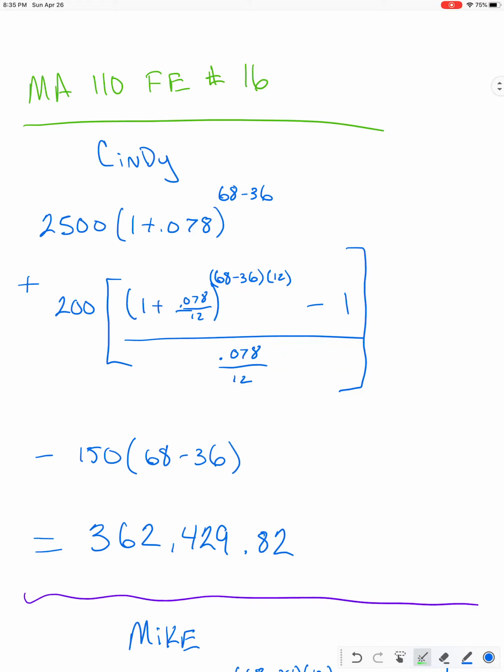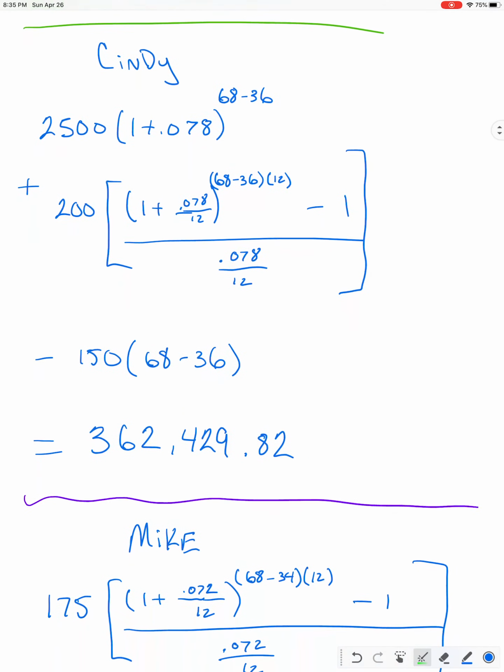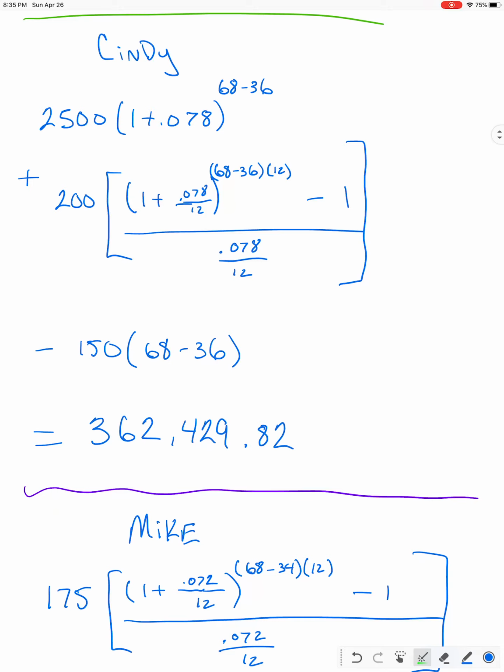Okay, so this is for MA 110, Final Exam Review number 16. And we're given a little story about both Cindy and Mike here, and we're figuring out their retirement planning. The first thing is Cindy chooses to invest in this matched mutual fund A, and she's going to start at 36 and end at 68. And she starts with $2,500.